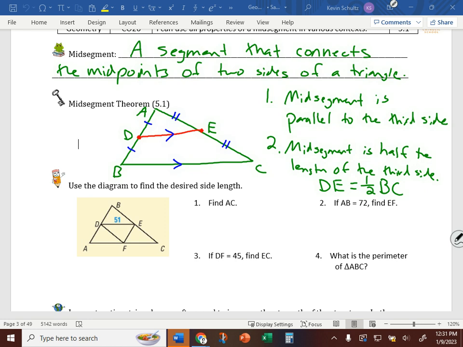So it has to do with the fact that it connects the midpoints. If we had a segment just going across a triangle in a more random place, not connecting the midpoints, that obviously would not be half the length of the third side. Or if it connected the two segments way down here, that would not be half the length of the third side. Okay, it's because it connects the midpoints of those two sides that it's half the length of the third side. Right?